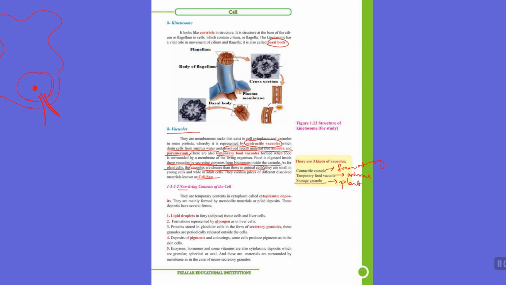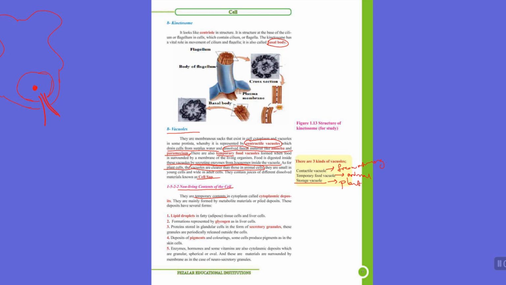Now, the non-living contents of the cell are temporary contents. For a limited time they are found in the cytoplasm, called cytoplasmic deposits, materials which are stored in the cytoplasm of the cell for a limited time. We call them cytoplasmic deposits. They are mainly formed by metabolite materials.